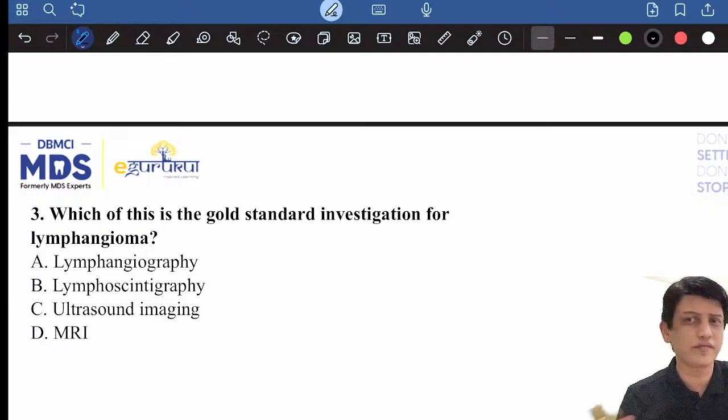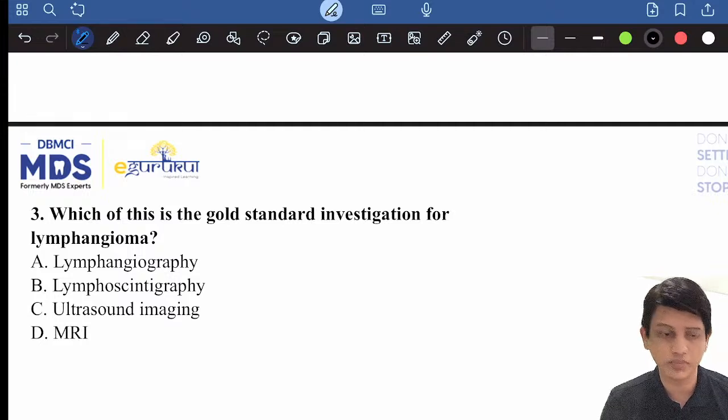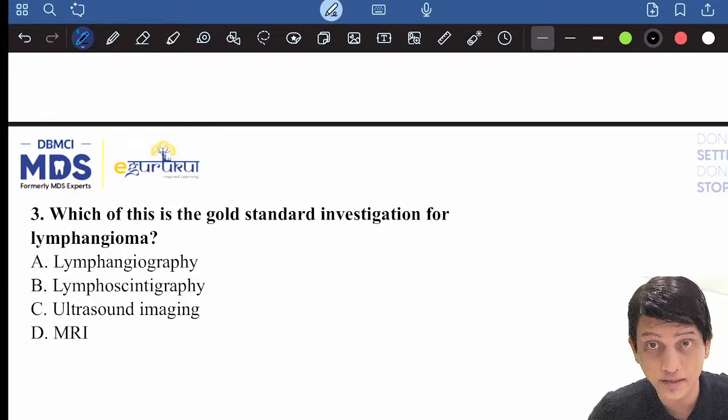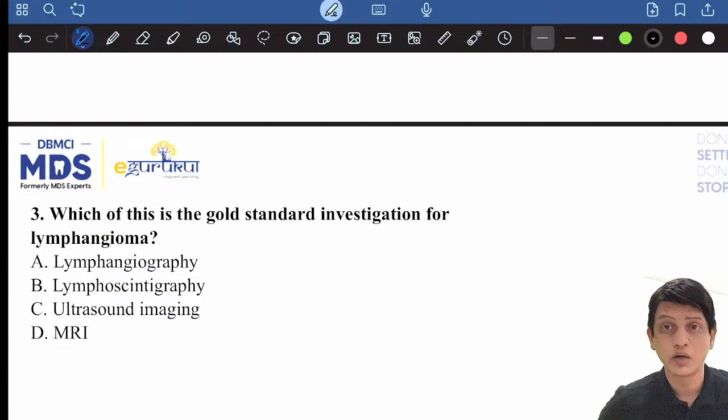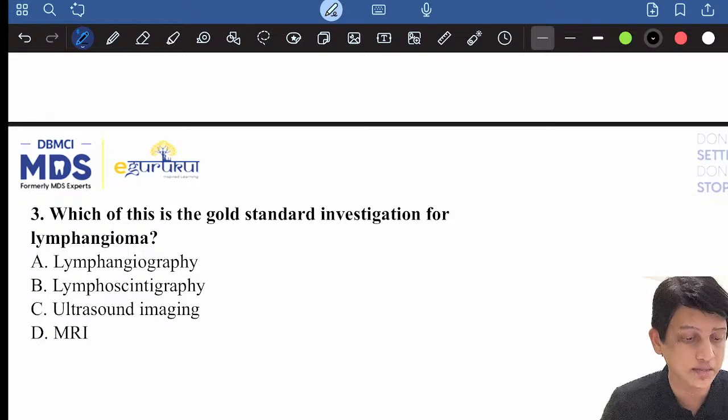Okay, or lymphedema also. If they give the same, lymphangioma, lymphedema, which of the following is a gold standard investigation? I had told you what is the investigation of choice, what do you mean by best investigation, what is the gold standard investigation, everything we have discussed in the class. So can you please tell me what is the gold standard investigation for lymphangioma?